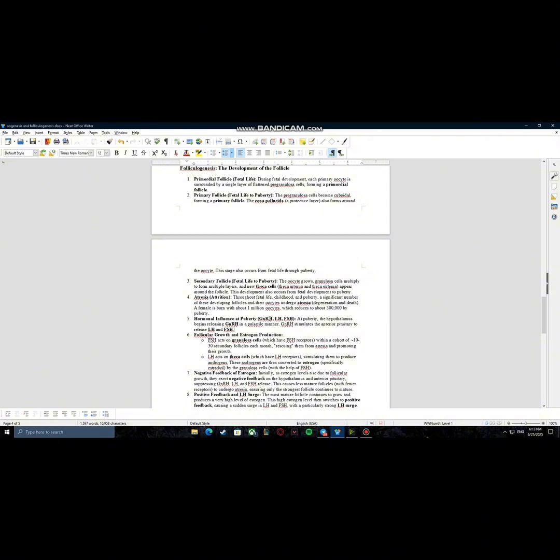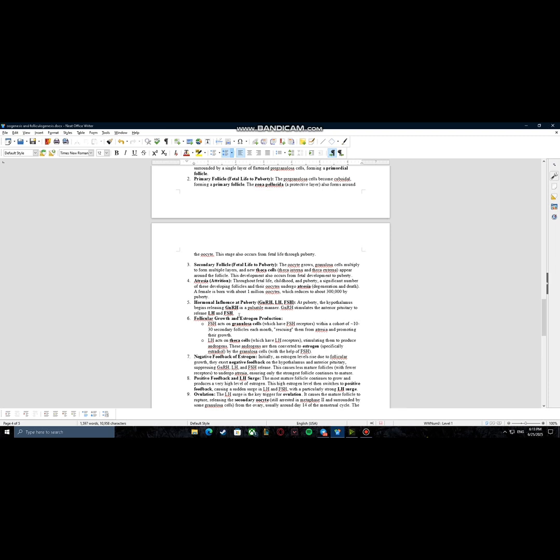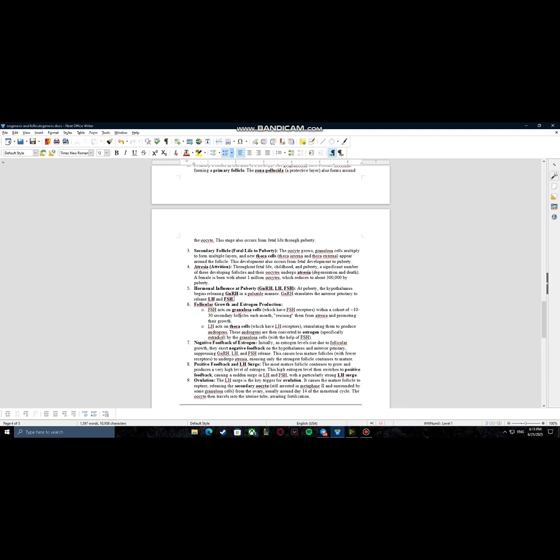Hormonal influence at puberty: GnRH, LH, FSH. At puberty, the hypothalamus begins releasing gonadotropin-releasing hormone in a pulsatile manner. The gonadotropin-releasing hormone stimulates the anterior pituitary to release luteinizing hormone and FSH.